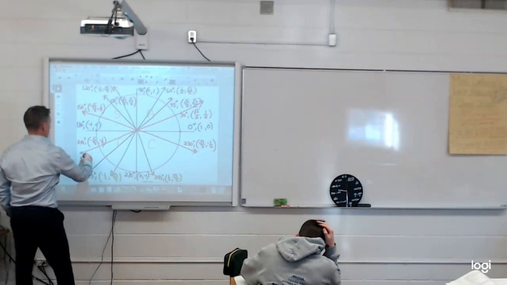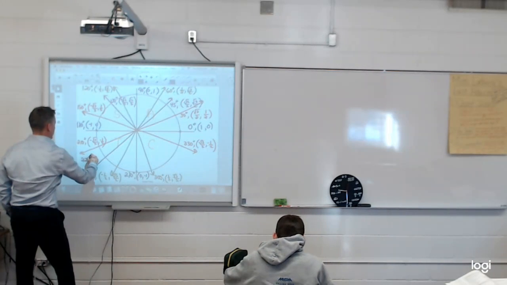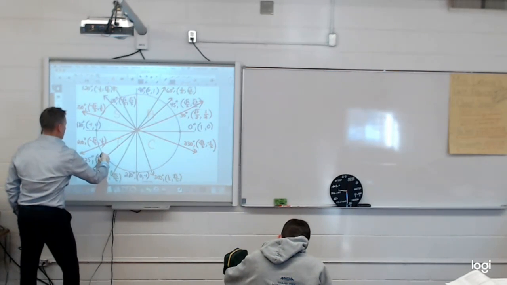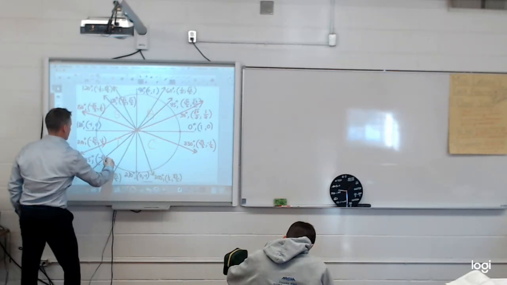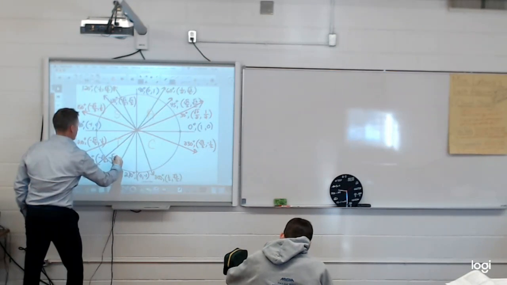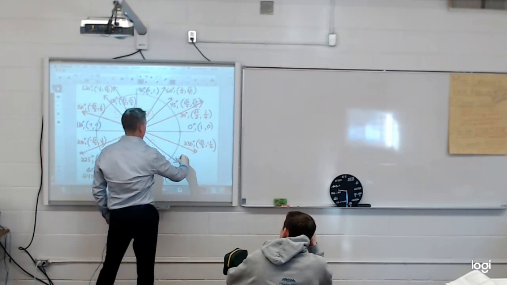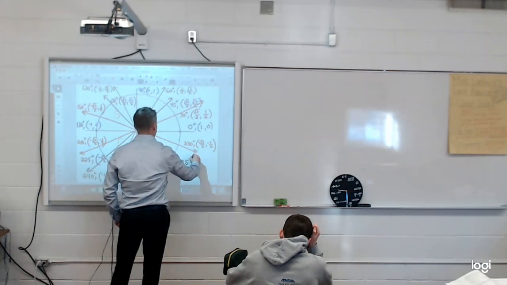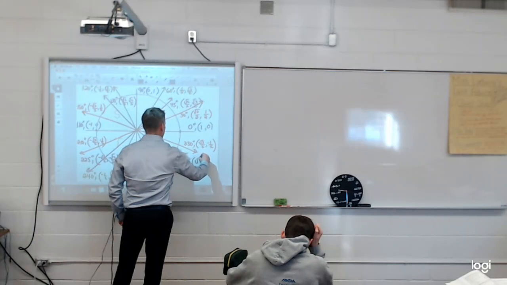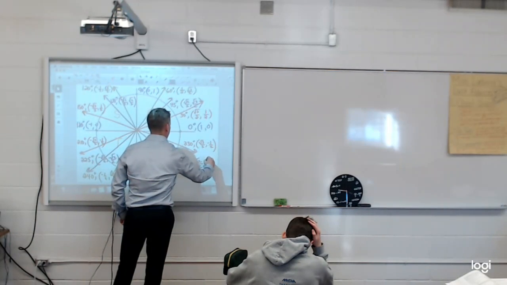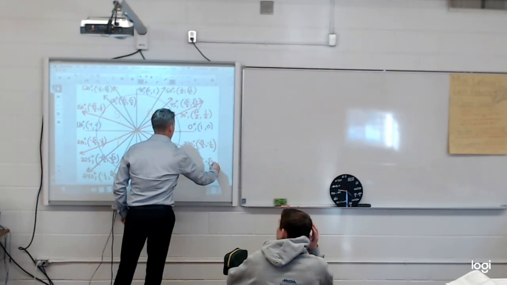Down here, 225 degrees, negative root 2 over 2, negative root 2 over 2. Down here, 315 degrees, root 2 over 2, and negative root 2 over 2.